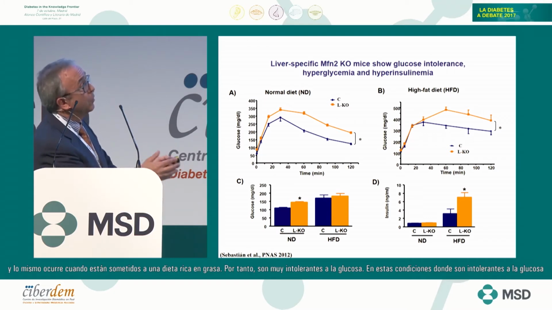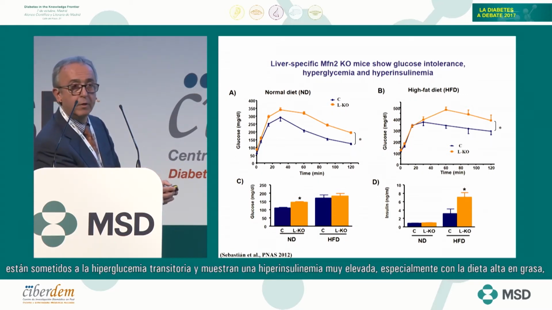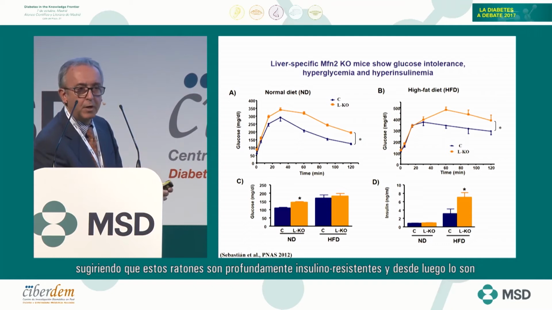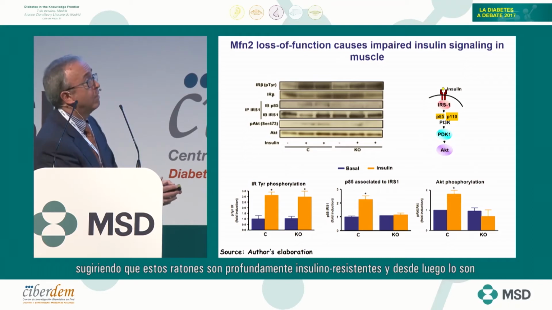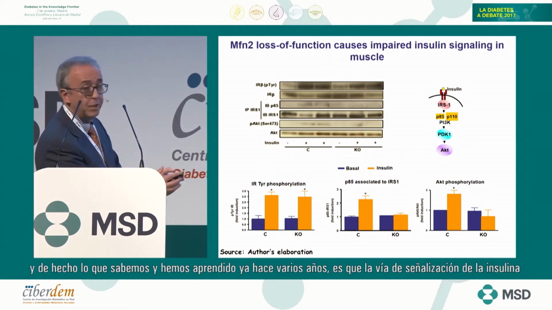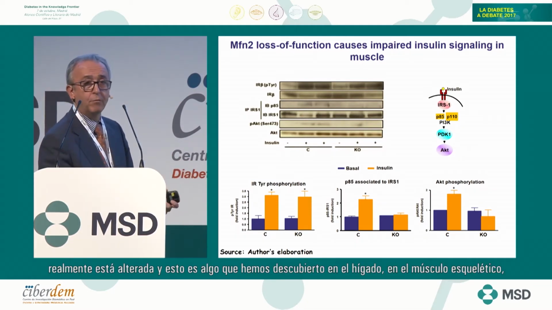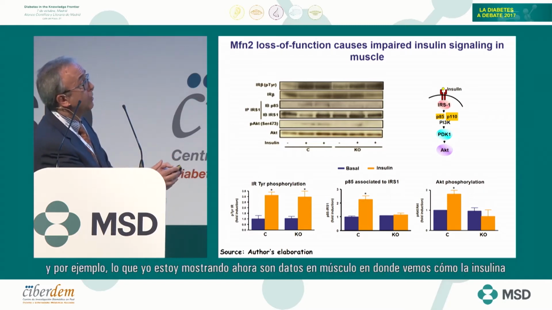Under those conditions in which they are glucose intolerant, they undergo a transient hyperglycemia, and they show very high hyperinsulinemia, especially under a high-fat diet, suggesting that these mice are profoundly insulin resistant. And indeed, they are insulin resistant. In fact, what we learned some years ago is that the signaling pathway of insulin is really altered. This is something we have found in liver and in skeletal muscle. For instance, what I'm showing right now is data in muscle in which you see how insulin stimulates the insulin receptor phosphorylation.